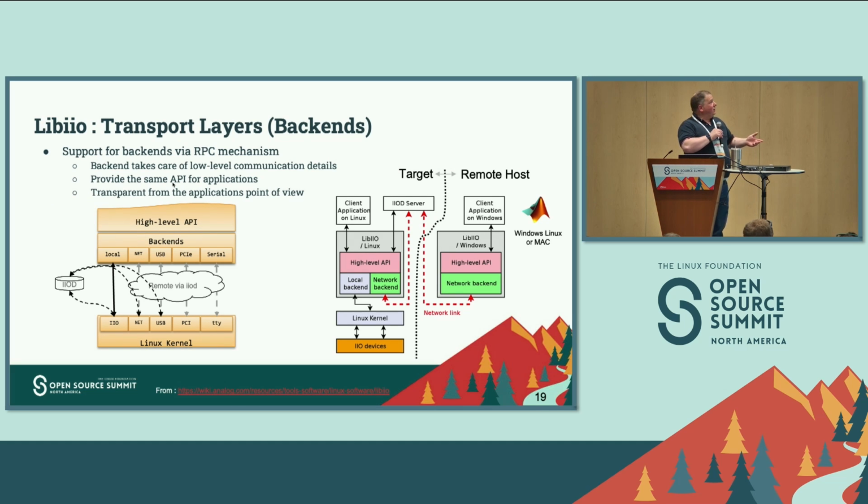So the transport layers are what we call backends. We support local and network, USB. There's some work going on for PCIe and serial port. And that backend eliminates the need for you to worry about the low-level communication piece.